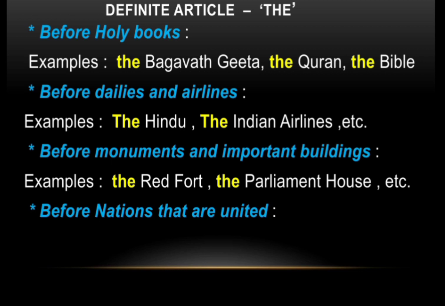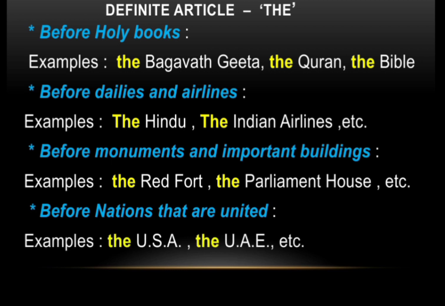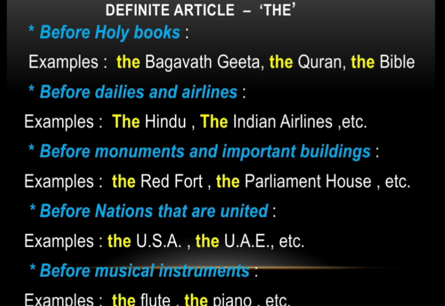Before nations that are united. Example: the USA. USA is a group of nations, that is states, which is united to form the United States of America. So when we refer to such places, we use the definite article the USA, the UAE. We use the before musical instruments. Example: the flute, the piano.